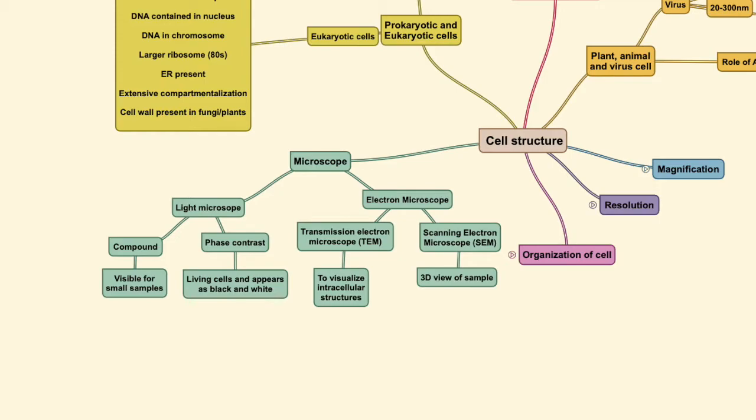However, for electron microscope, we have two as well. Transmission electron microscope called TEM and scanning electron microscope called SEM. TEM is to visualize the intracellular structures, and SEM is to obtain the 3D view of the sample. So depending on your type of sample or how you want to evaluate them, you can use this microscope depending on its function.